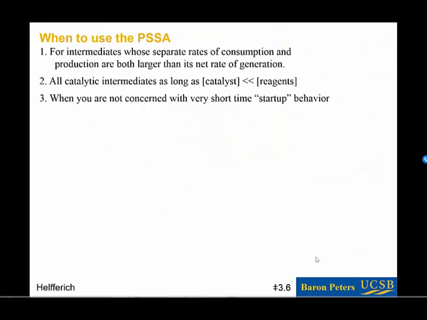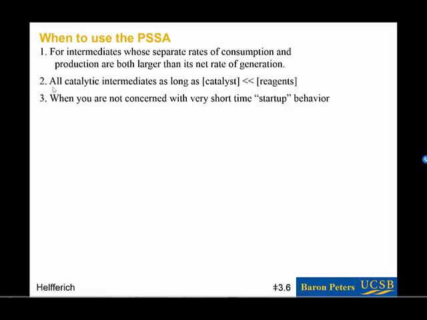So when do you use the pseudo-steady state approximation? Well, it's useful anytime you have intermediates whose separate rates of consumption, that is the forward and backward rates leaving the intermediate state, have to both be larger than the net rate of generation of that species. That's the main requirement when you have a standard chemical reaction with some intermediates.